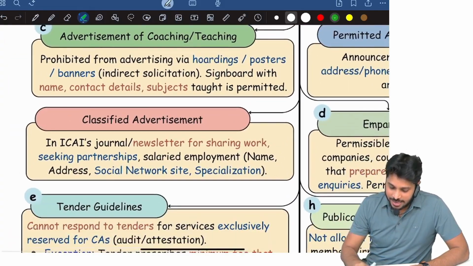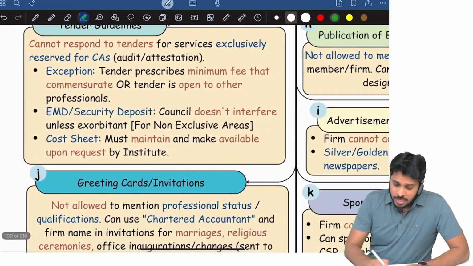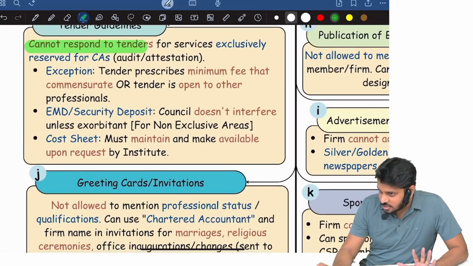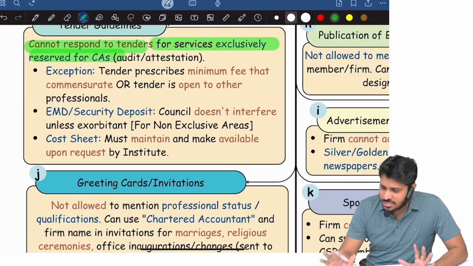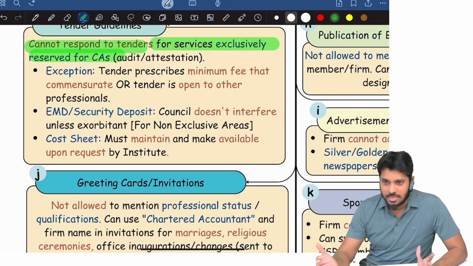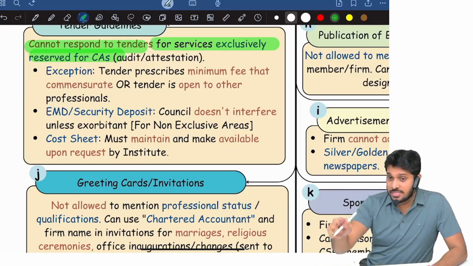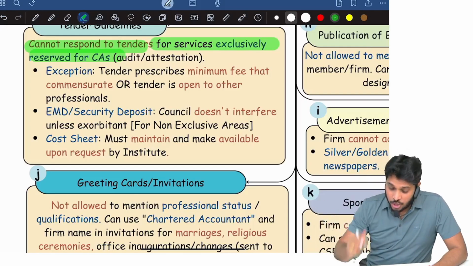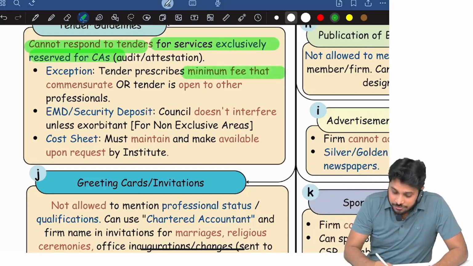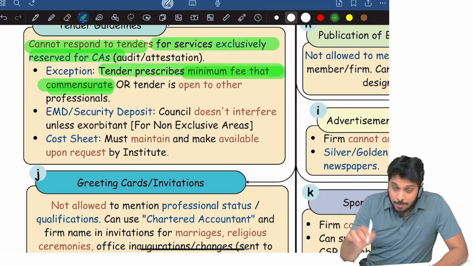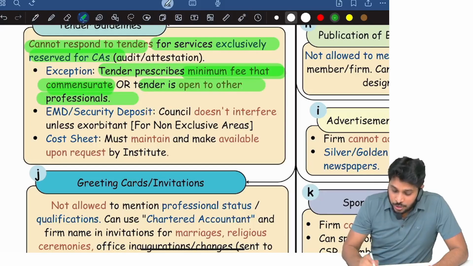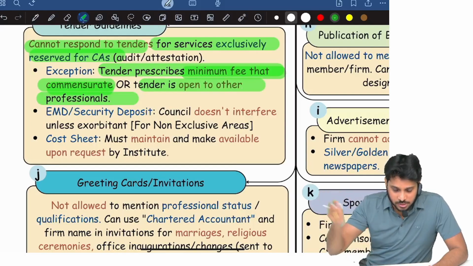What are the tender guidelines? You should not respond to tenders where the services are exclusively reserved for CAs. Suppose the service is open for anybody, you can happily respond. If the service is exclusively reserved for CAs, you can respond only when the fees are quoted. Yes or no? The tender prescribes a minimum fee commensurate to the work, or the tender is open to any other profession, then only you can respond.